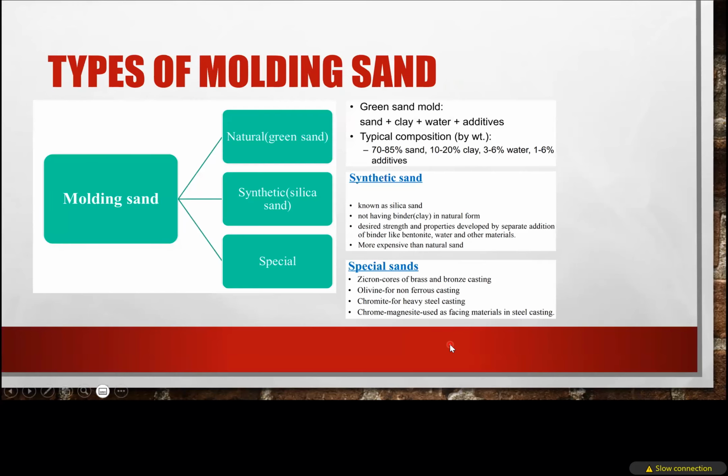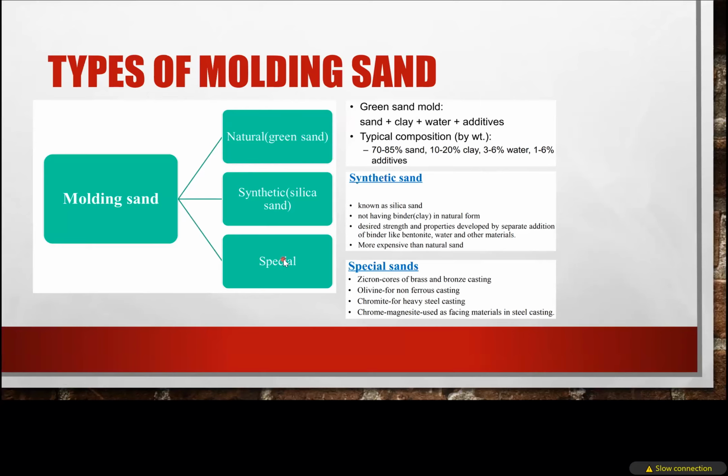Go to the next slide. Then types of molding sand. When you see the types of molding sand, generally the molding sands are in three categories. That is the green sand or natural sand, then the silica sand, which is also called synthetic sand, and also the special sands.